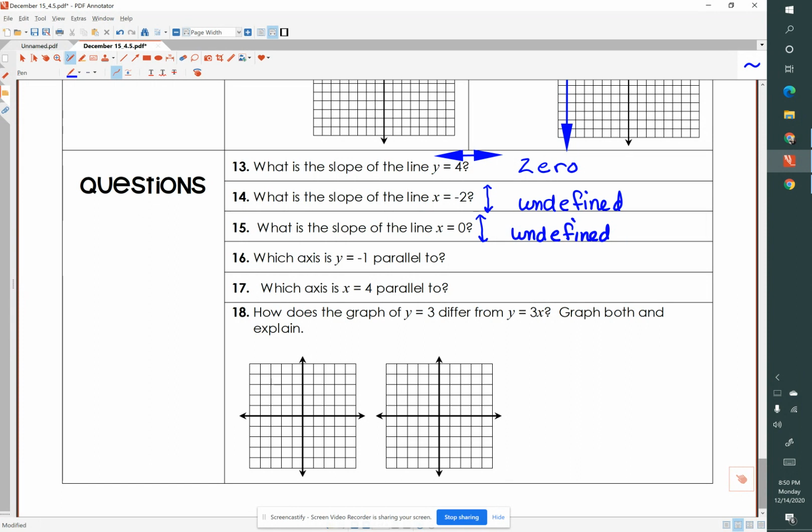So which axis is y equals -1 parallel to? So y equals -1 is a horizontal line, so that would be parallel to the x-axis. And which axis is x equals 4 parallel to? Well, that would be a vertical line, so it would be parallel to the y-axis.